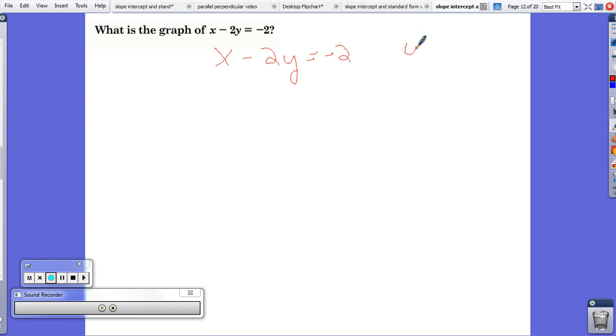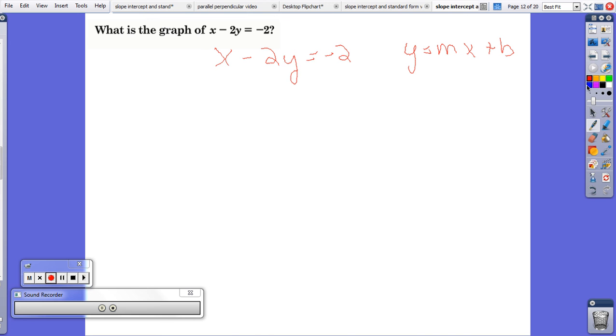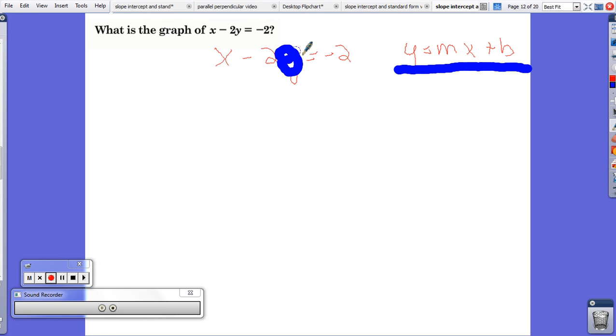this into y equals mx plus b. Okay? So now, if I want to get my y by itself, I want it to look like that. Okay? So, I need to circle my y. Sorry, guys. I'm in pen and I just messed that up.